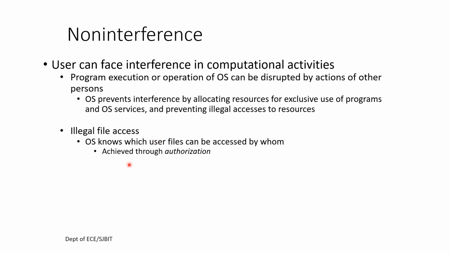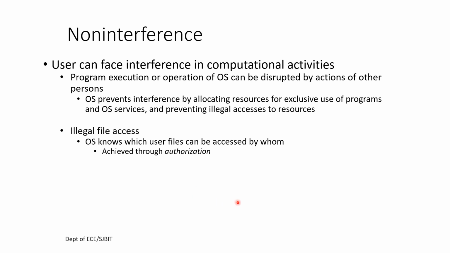To prevent this form of interference, the OS has to know which files of the user can be accessed by which person. So it is achieved through authorization. The OS uses this information to prevent illegal access to the file. So this is all about the goals of an operating system.